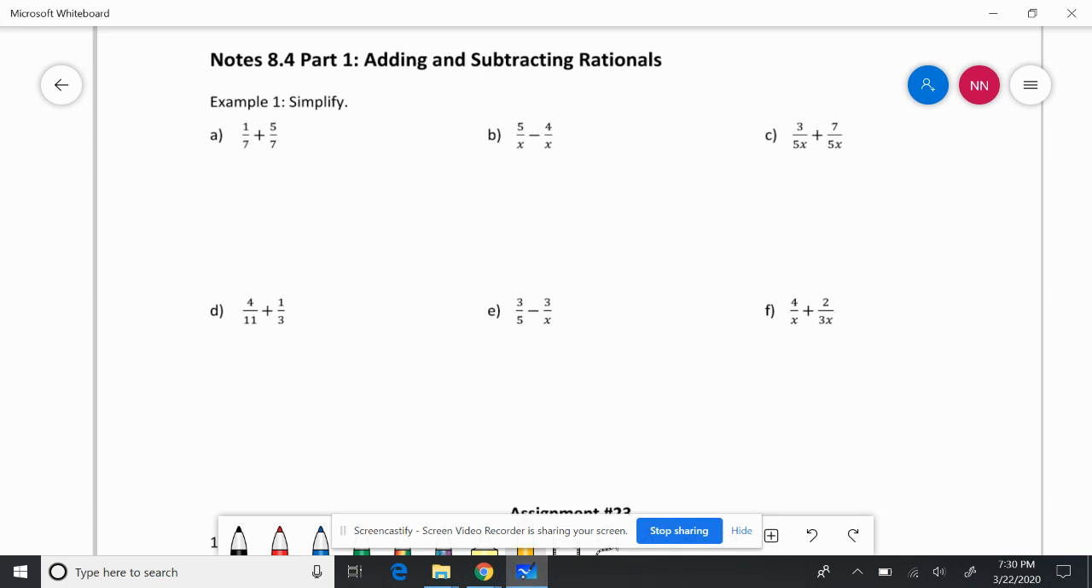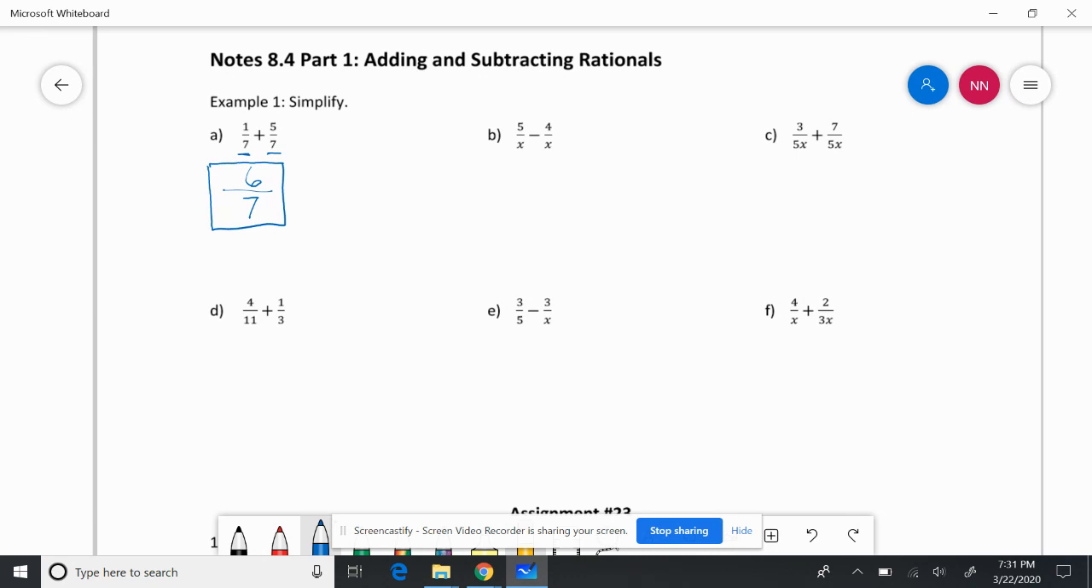So notice that they both have a denominator of 7. So that means that when the denominators are the same, we keep the denominator the same. And what we do is we add the numerator. 1 plus 5 is 6. So our answer is 6/7. You may think, oh, this is pretty easy. And it is. When the denominators are the same, it is pretty easy.